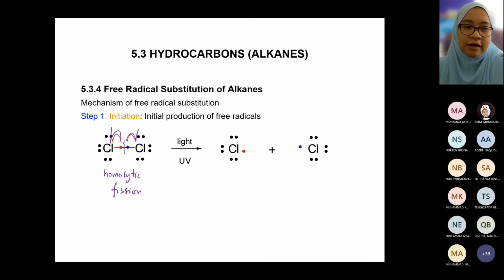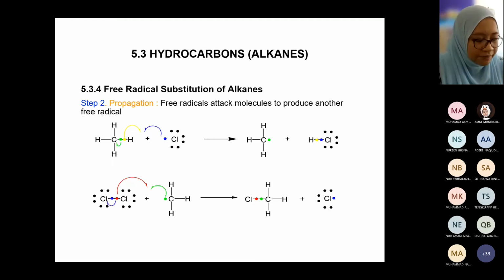Okay, alright. So what happens is this UV light will break this bond and the electron will be returned back to the owner. And it becomes like this. Do you see this? This is what we call an odd electron species, guys. Odd electron species. This is also known as free radicals. So once we have produced these free radicals in the initiation step, they will later be used in step 2, the propagation step.